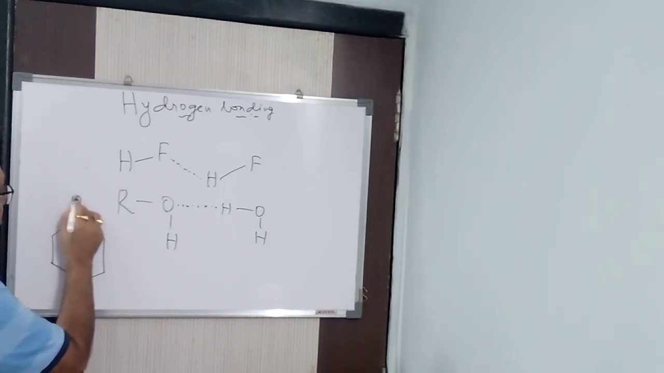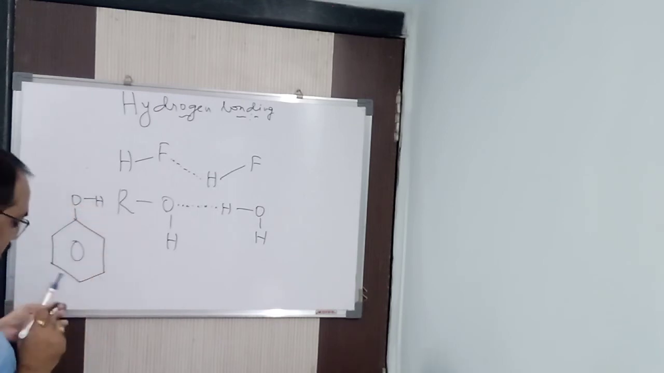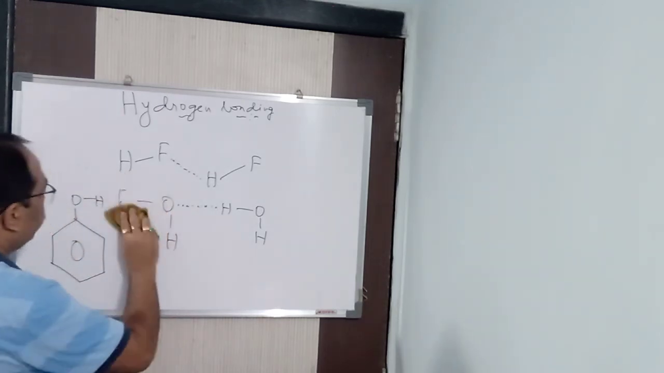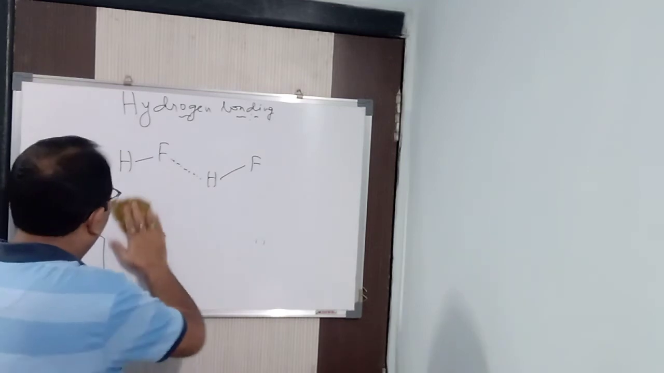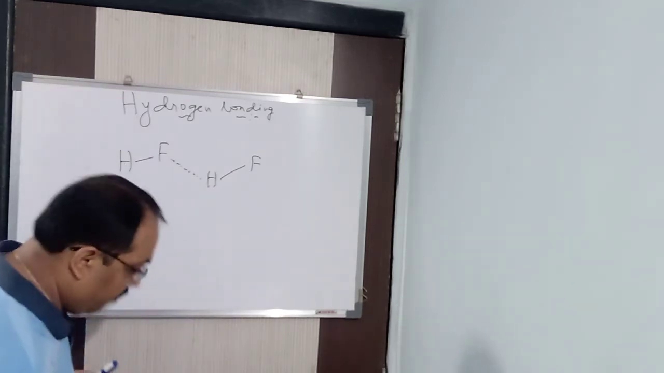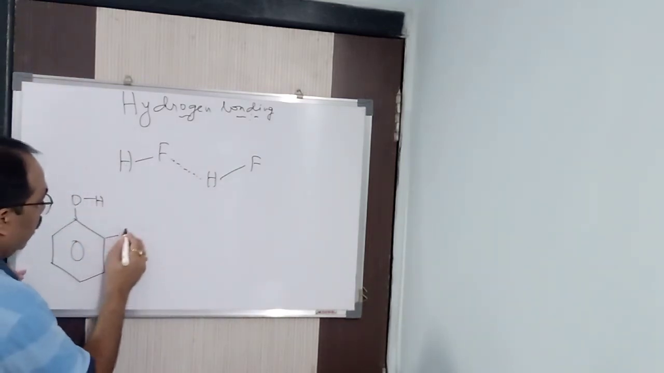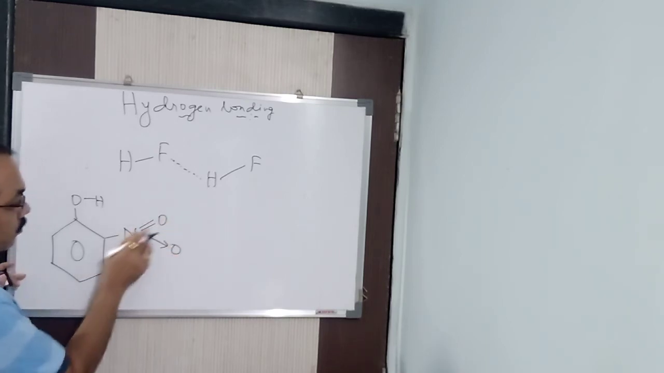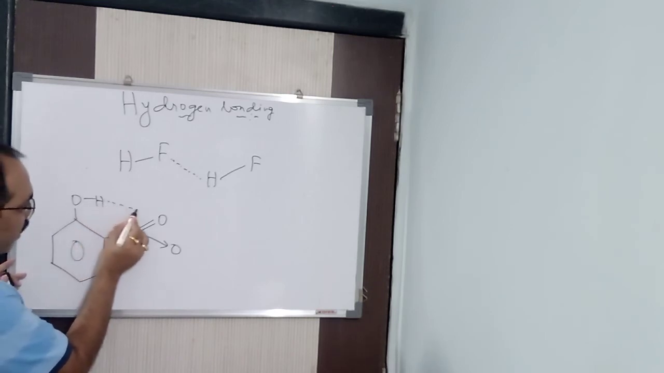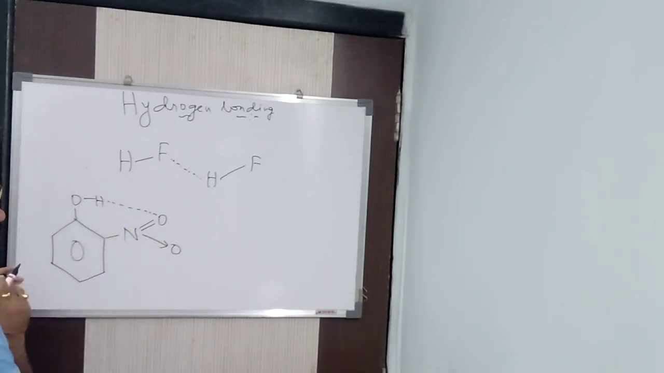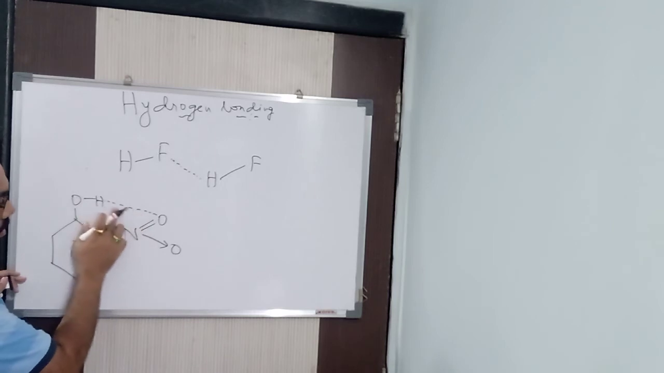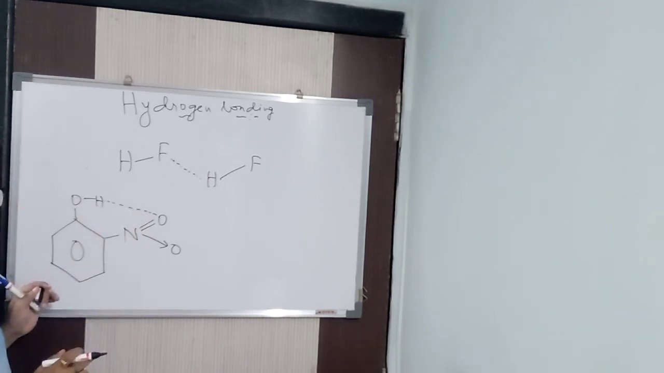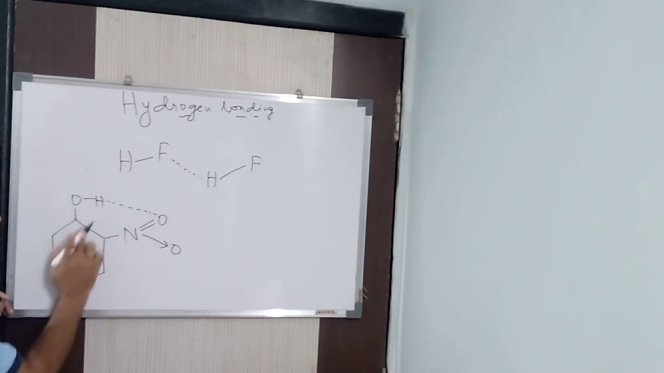Now see here, we are having OH here. So this is your phenol. Now here an NO2 group is attached. NO2 group. See here, this is a coordinate bond. Just now I taught you. So between this hydrogen and oxygen, the bond which is there, this is known as what? Intramolecular hydrogen bond, because it is within the same molecule only.